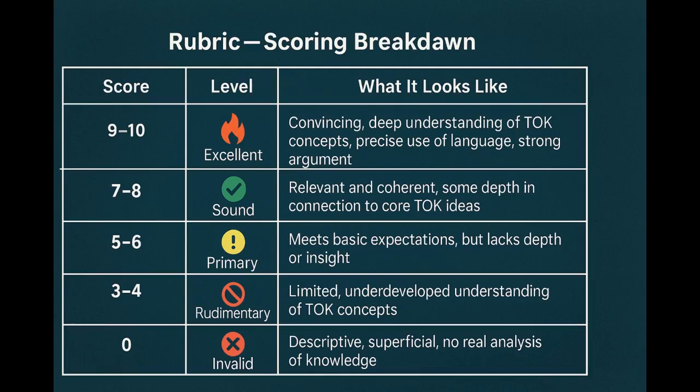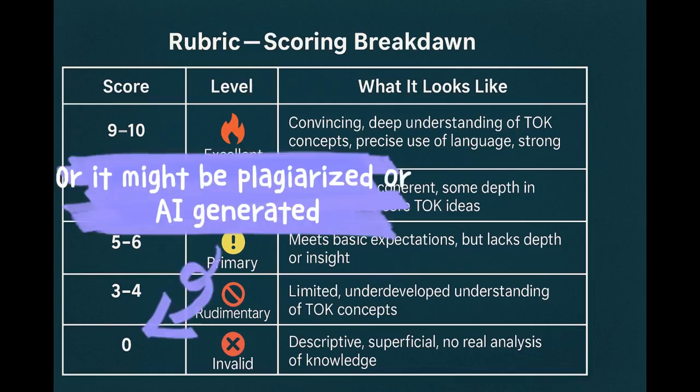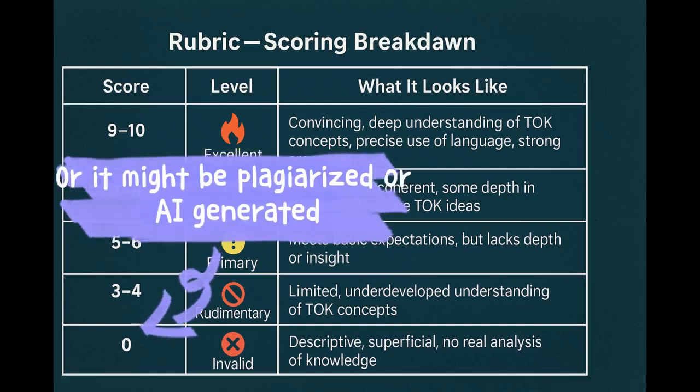5 or 6 is considered satisfactory. There's adequate demonstration of TOK concepts, but the analysis might be a bit general or lacking depth. If you land in the 3 to 4 range, your commentary is mostly descriptive and doesn't engage much with TOK concepts, and the connection to the prompt could be weak or vague. Scores of 1 or 2 mean there's minimal understanding and the commentary lacks structure or relevance, and a 0 means nothing was submitted, or it was completely off task.